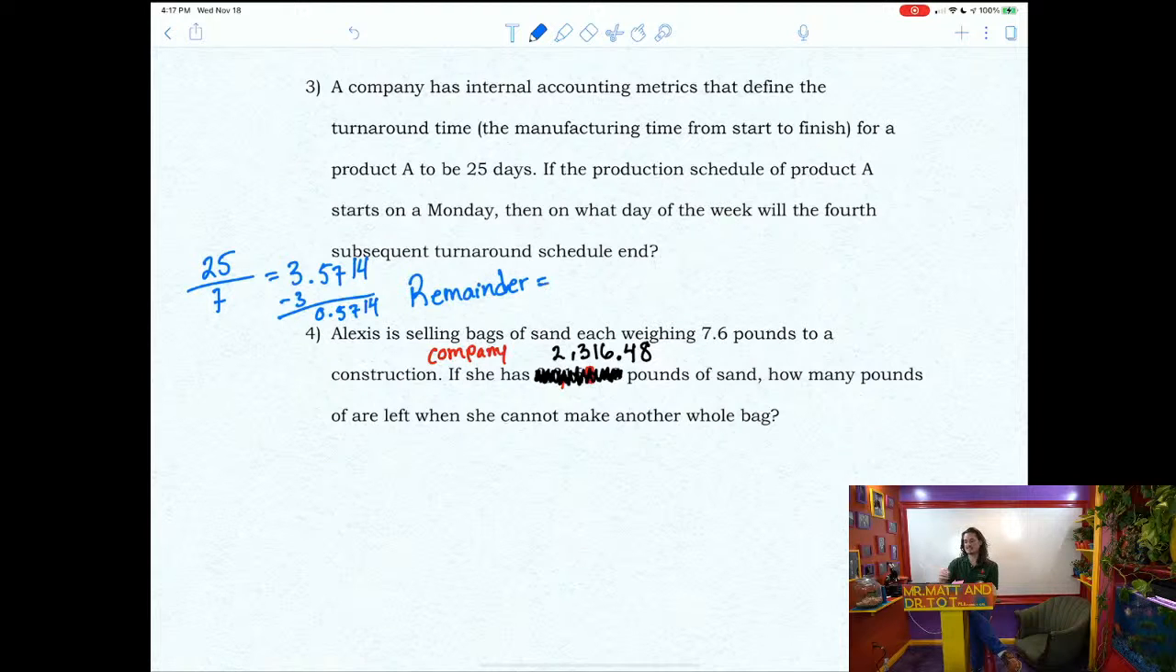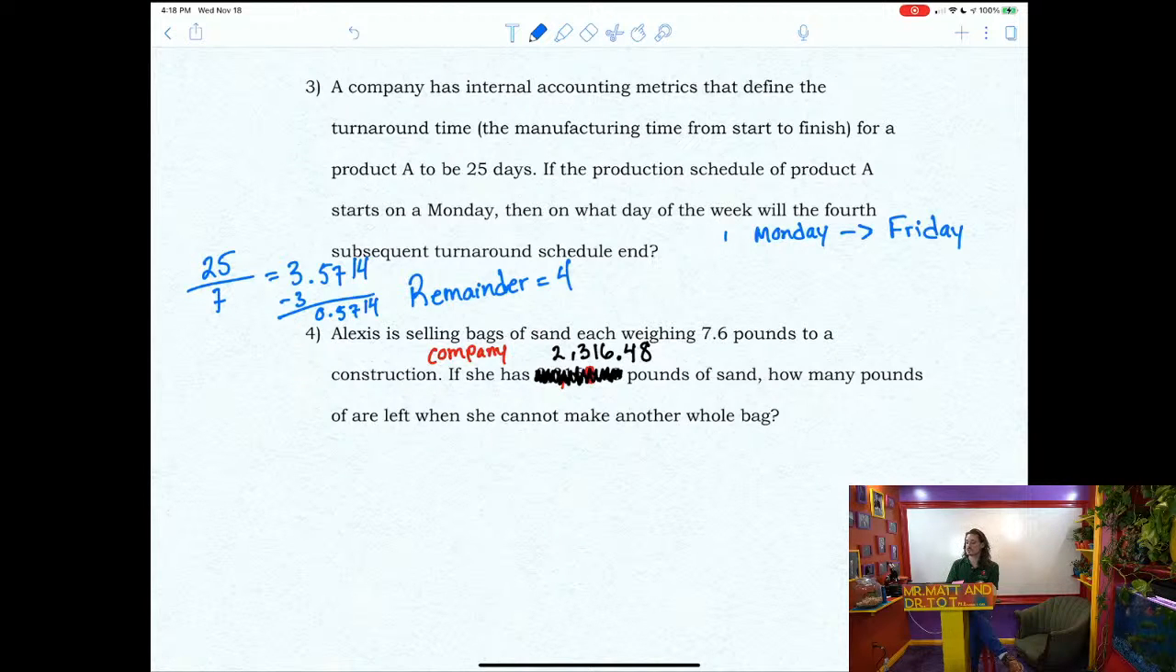So that means that every turnaround schedule, the last date is 4 days ahead of the start date. For the first schedule, we started on a Monday. That means we're going to end on a Tuesday, Wednesday, Thursday, Friday. So we're going to end on a Friday, 4 days later. Well, it's 3 weeks and 4 days later, but if we go 1 full week, then we're ending on the same day that we started on.